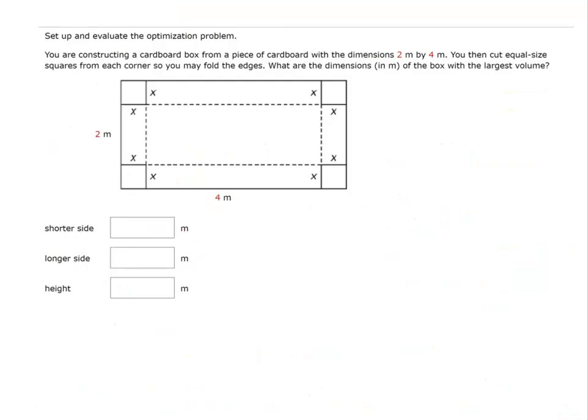All right, let's talk about the setup of this next problem that is an actual problem from my lab. All right, so it says set up and evaluate the optimization problem. It says you're constructing a cardboard box from a piece of cardboard with dimensions 2 by 4. Okay, so you can see this is 2 meters and this is 4 meters. It says you're going to cut equal size squares from each corner. Okay, so I don't know what the size of these are. I just know that they're the same.